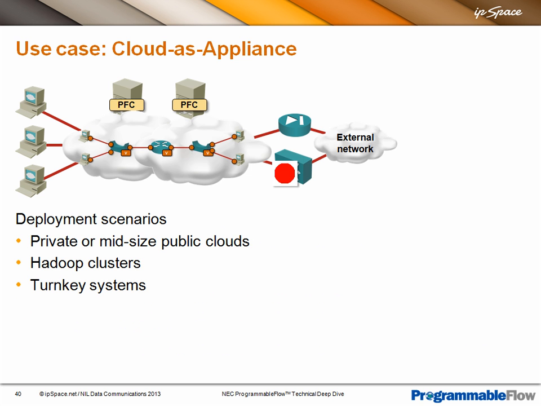Typical deployment scenarios would obviously be either private clouds or mid-size public clouds. Why am I saying mid-size? You've heard before, a reasonable number of switches is around 100. Or you could build Hadoop clusters with this. Or this might be a perfect use case: turnkey systems where you want to ship a whole data center in a box to a customer, and you don't want the customer to have to deal with the physical connectivity and configuration of the switches. So you just use a ProgrammableFlow fabric and you give the customer visibility through the management interface.